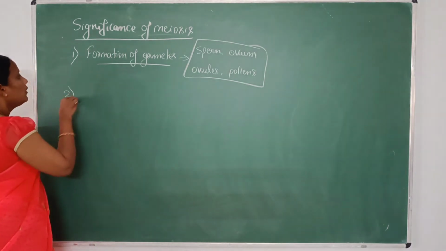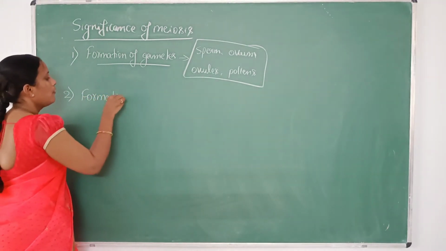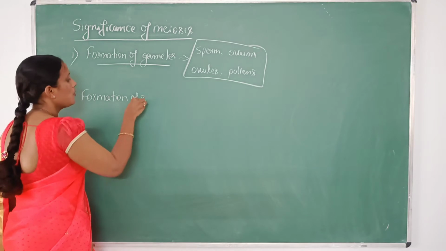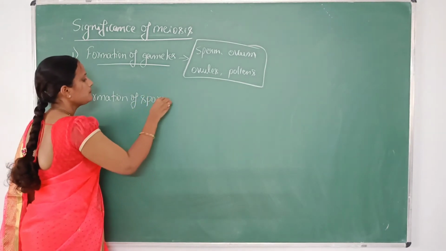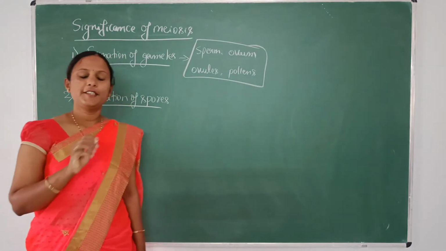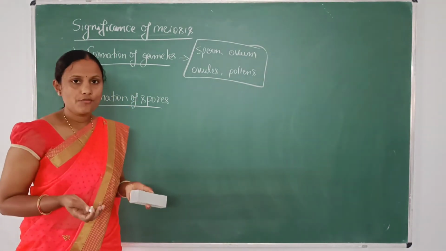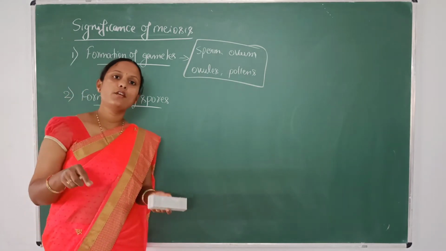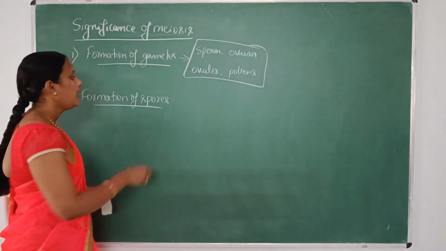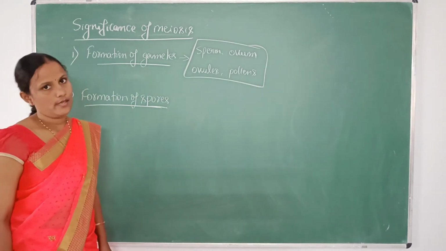And formation of spores. In case of plants, especially the thallophytes, the plants which are exhibiting alternation of generation, there is involvement of spore formation, and the spore formation is a result of meiosis.